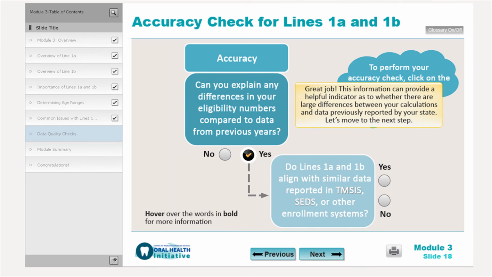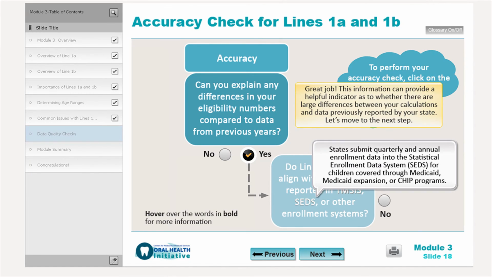As a reminder, states submit eligibility and claims program data to CMS through the Transformed Medicaid Statistical Information System, or TMSIS, including data on long-term care services, drugs, inpatient hospital stays, and all other types of services. States also submit quarterly and annual enrollment data into the Statistical Enrollment Data System, or SEDS, for children covered through Medicaid, Medicaid expansion, or CHIP programs.